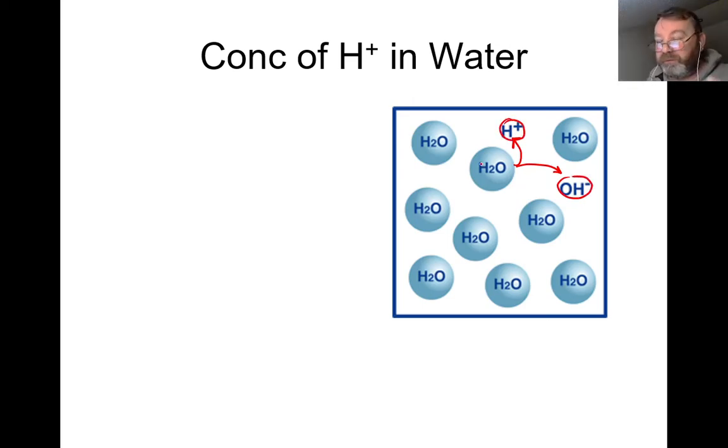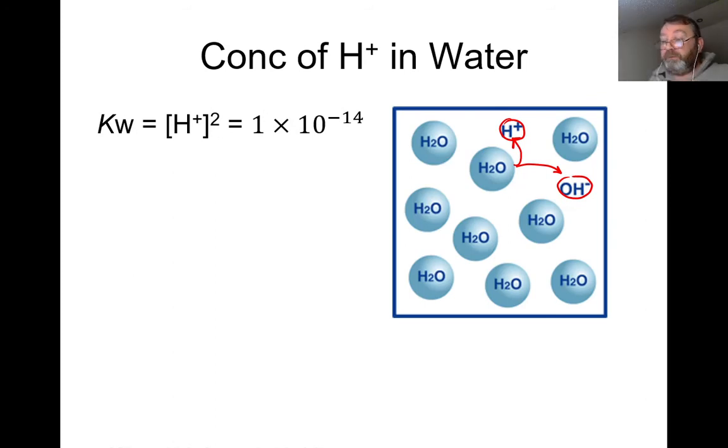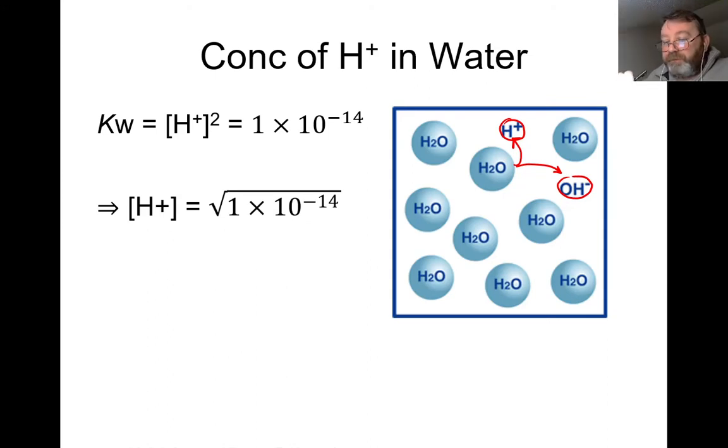That's why we can write them down as H plus squared. Now, H plus squared at 25 degrees, we've told you already, is 1 by 10 to the minus 14. Okay, what would happen if I was to just clear the square? Or how do I clear a square? Well, the answer is get the square root of both sides. And if I get the square root of both sides, I get the hydrogen ion concentration of water to be the square root of 1 by 10 to the power of minus 14.